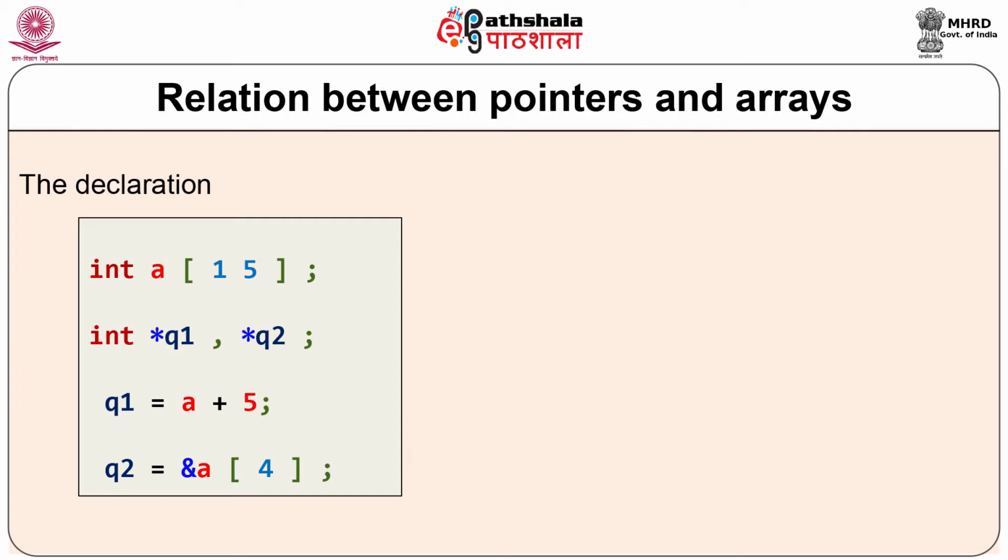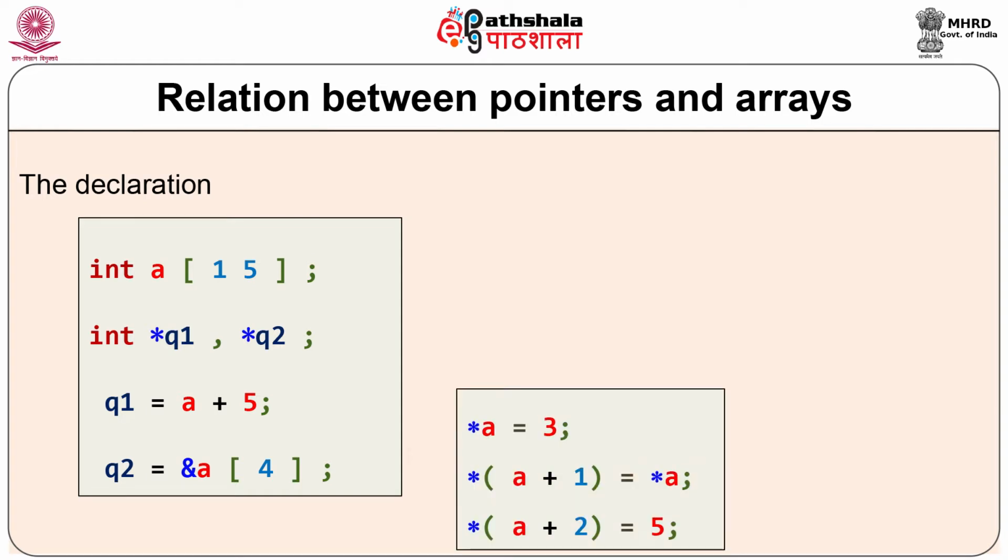You know, referencing and dereferencing of the pointers. This will set the first element of a to 3. Then copy this value to the second element in the second statement. Finally, we set the third element of the array to 5.